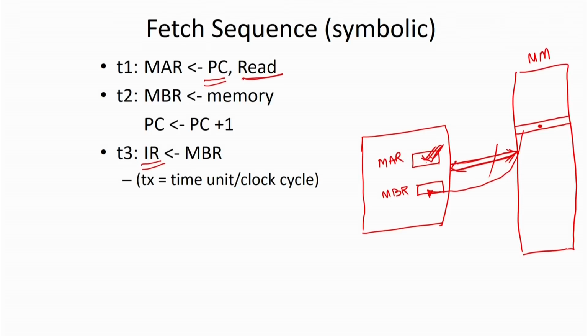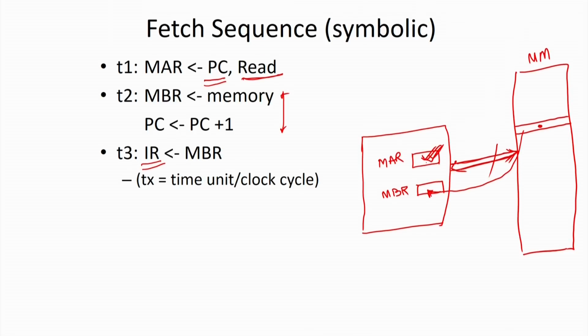So, say in the first clock cycle we are placing the PC to MAR, then giving a read signal, and we are going to read it. Now, in the second cycle what are we going to do? We are going to take the information from memory to MBR, and along with that we are incrementing the program counter, PC equal to PC plus 1. Okay.